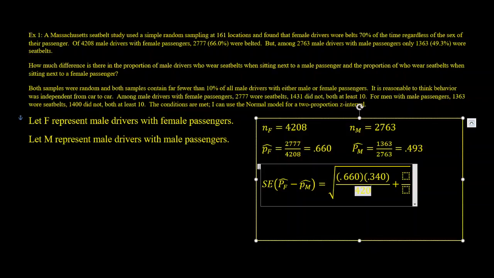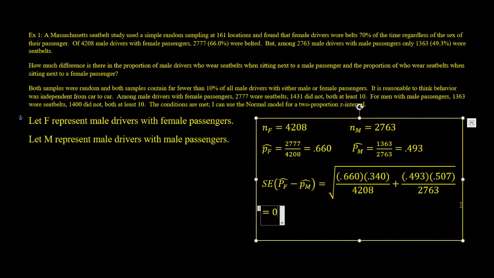And then we're going to do the same thing for our sample of males with male passengers. The probability that a male with a male passenger wore their seatbelt was 0.493, and that they did not wear it was 0.507. We'll divide this by the sample size of 2,763. This equals 0.012. So now we have our standard error. We're ready to calculate the margin of error. We're using a 95% confidence interval, so I'm using 1.96 times our standard error of 0.012, which gives us a margin of error of 0.024.